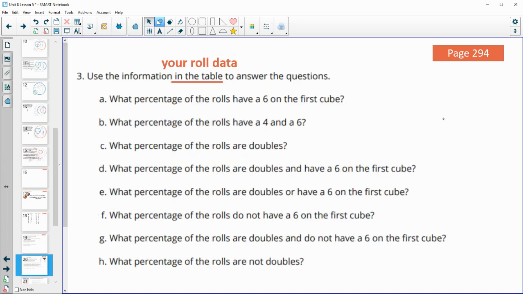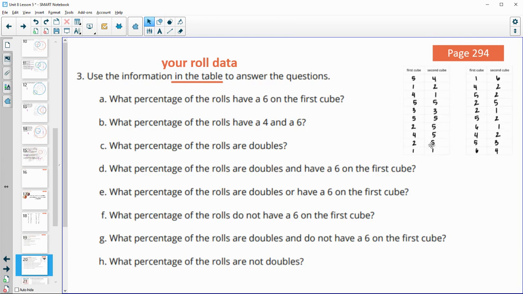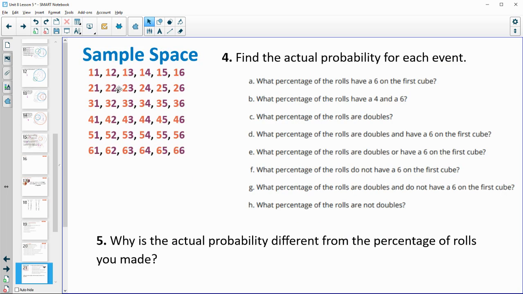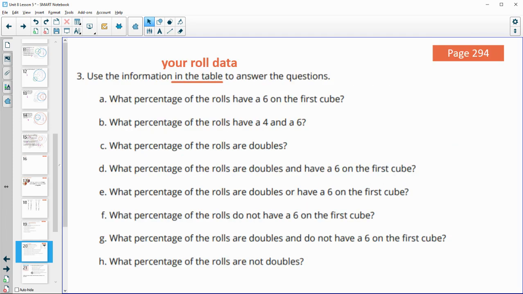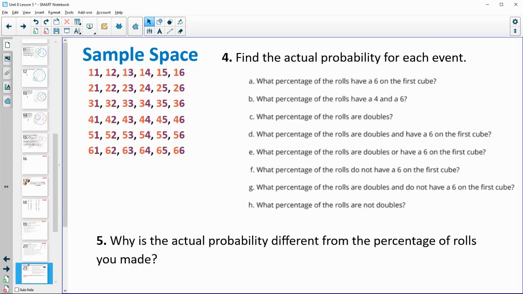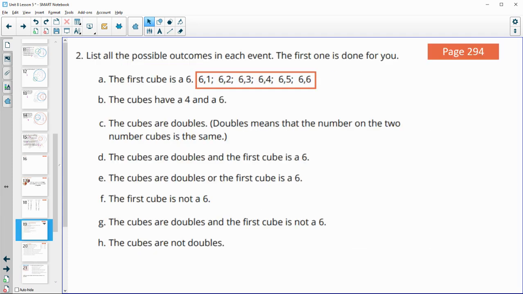Then in 3, you're going to use your data. So you're going to look at your data and answer how many times it happened in your table. Then in number 4, you're going to go back to this one and say what the chance actually was out of all the sample space possible. You're going to re-answer the questions in number 4 on what the actual probability was. So number 3, you're going to use your data. Number 4 is going to be the actual probability for the event. So once you've tried that, come back to the video and then we'll discuss it.